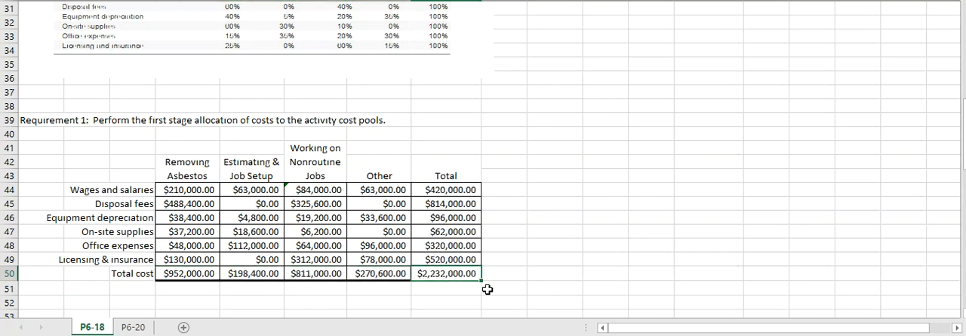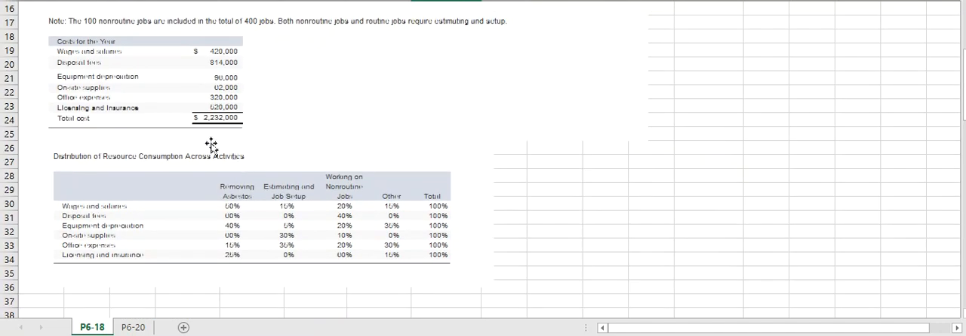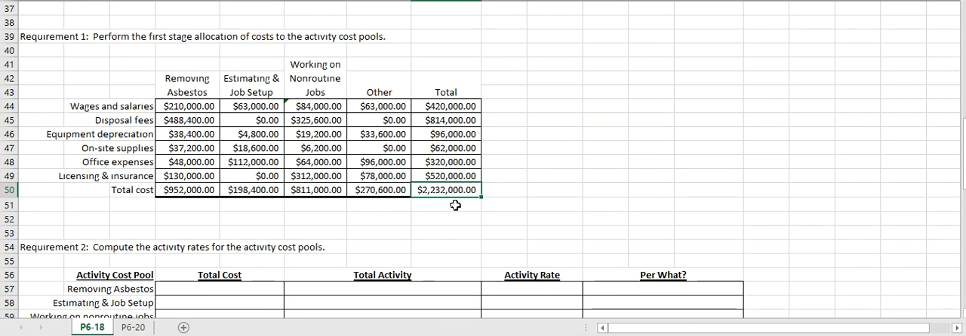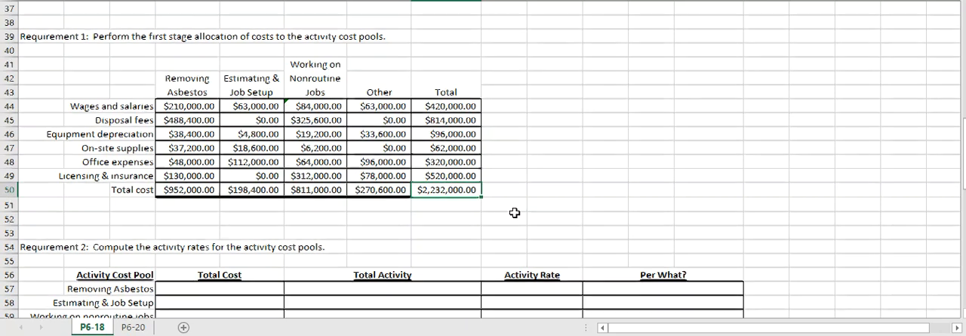So down here we've got $2,232,000. That should equal our total cost up here, because we've just taken those total numbers and allocated them. So those two should match. All right, so requirement 2 says compute the activity rates for the activity cost pools.